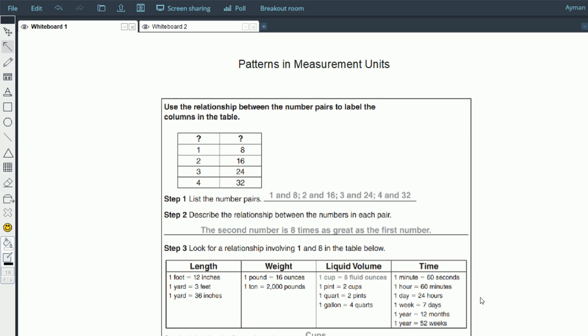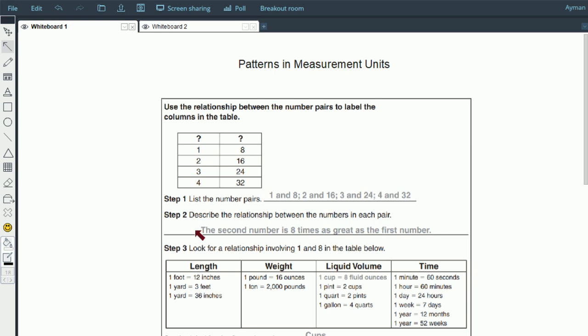Today we will be talking about an amazing lesson, which is patterns and measurement units. Here we need to use the relationship between the number pairs to label the column in the table. Here we have a relation between two columns, which is 1, 2, 3, 4. It will be 8, 16, 24, 32.